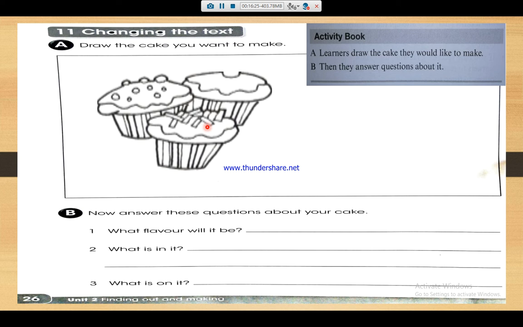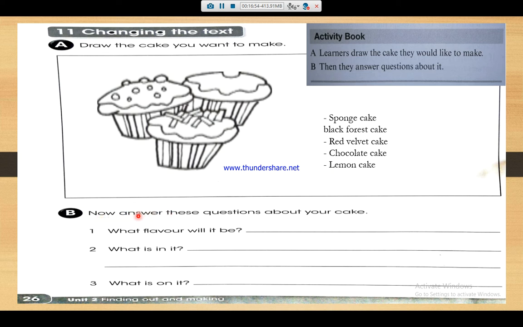Okay, here is my cake that I would like to make. And the first thing I need to do is to write what type of cake it is. So let's check here. We have different types of cakes. We have sponge cake, black forest cake, red velvet cake, chocolate cake, lemon cake. So we have different types of cakes. Let's go to exercise letter B.